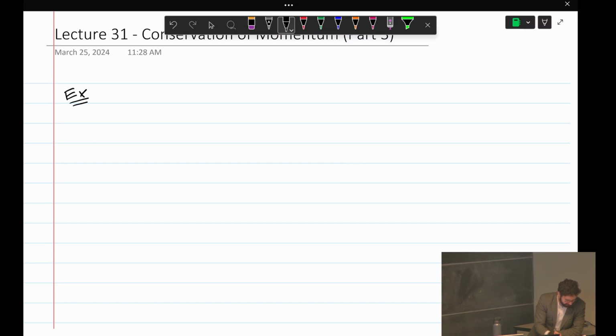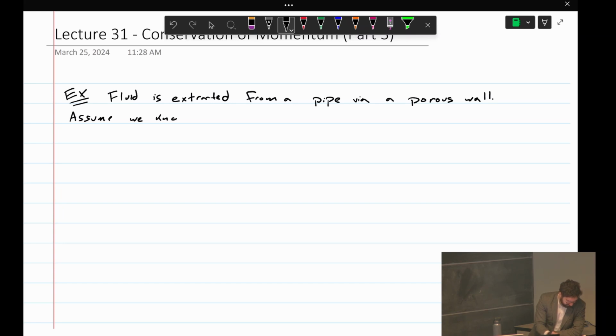So this first example is fluid is extracted from a pipe via a porous wall. So assume we know V1, V wall, P1, rho, and D. I'll show you what those are in a second.